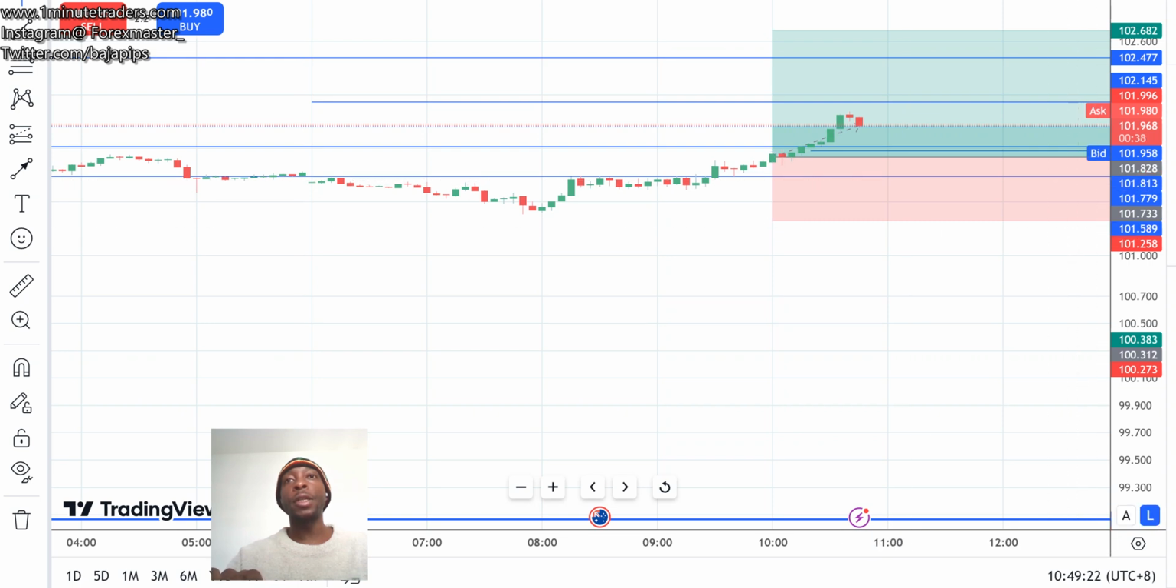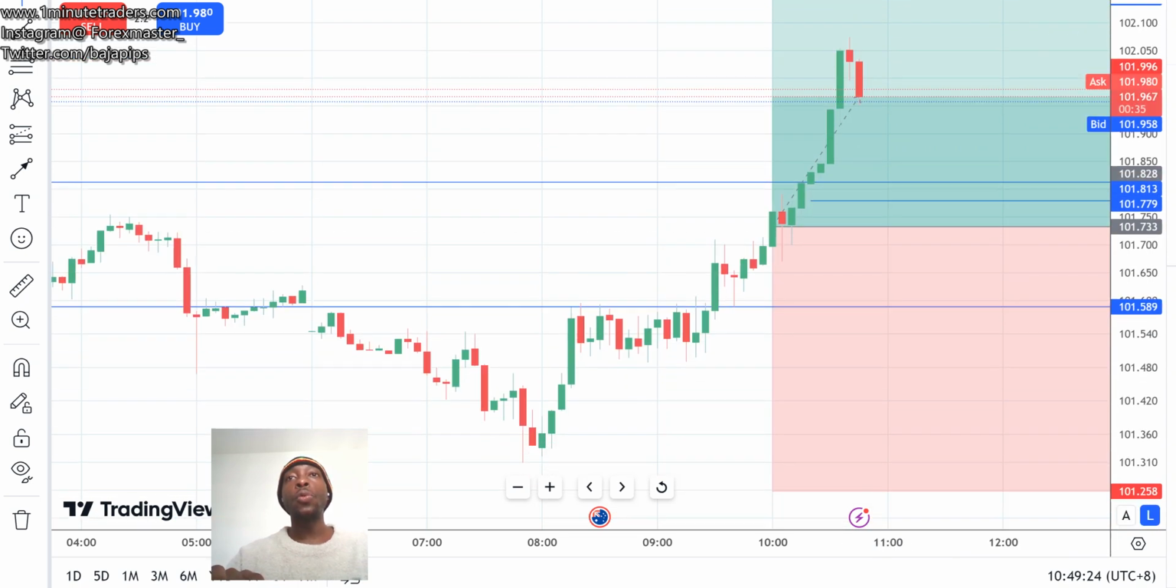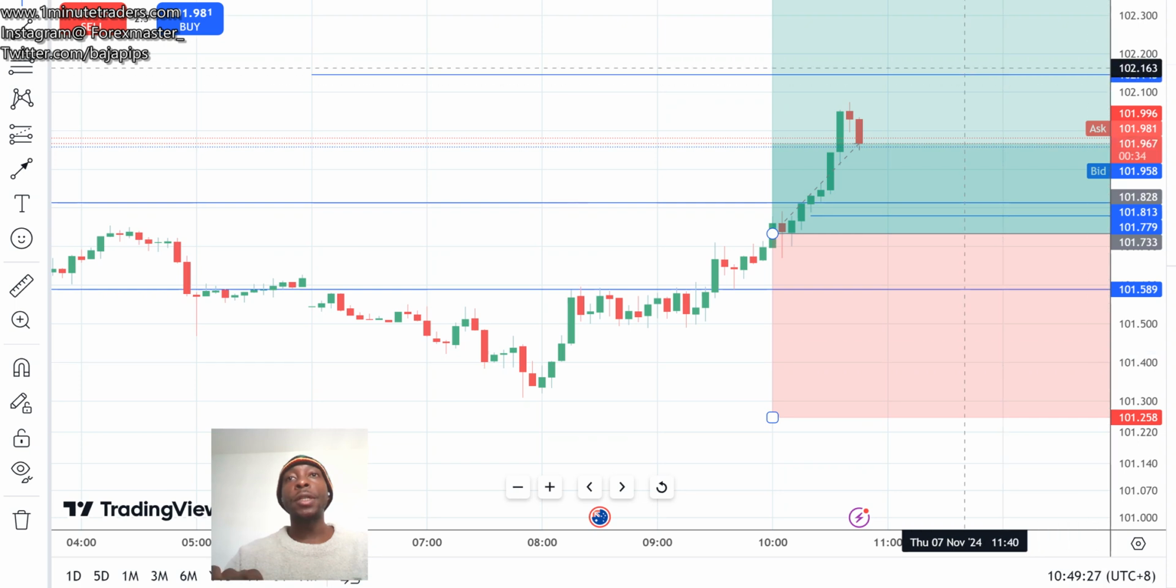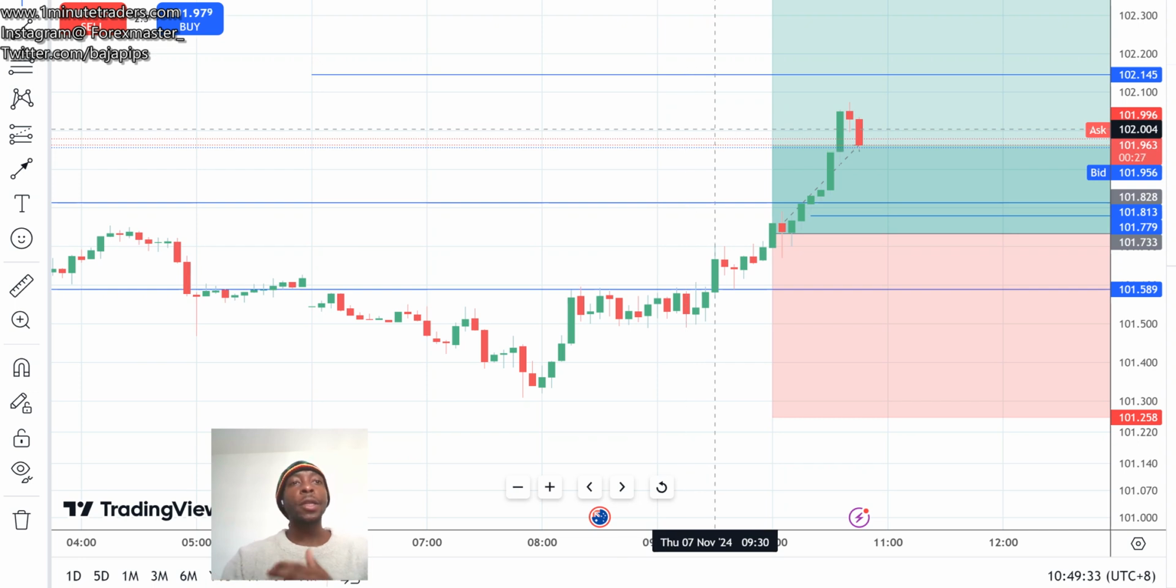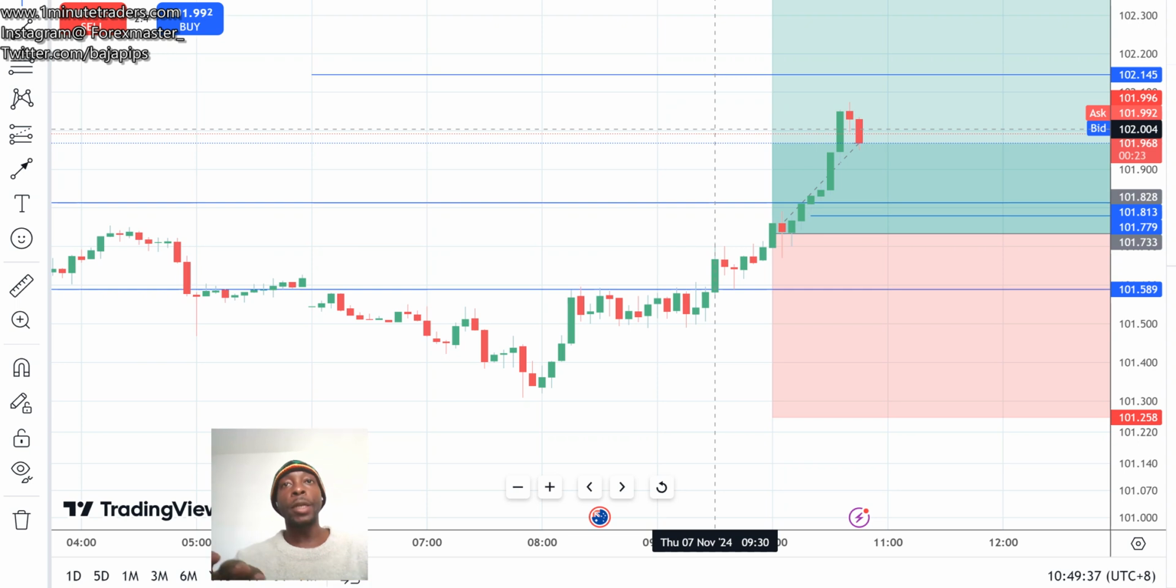And now I'm going to look and see, can I get at least 2 to 3 R to that target? You see that we're approaching that target. We are pulling back a little bit heavy right now. I do like this pullback. I prefer just a little pullback before getting in.